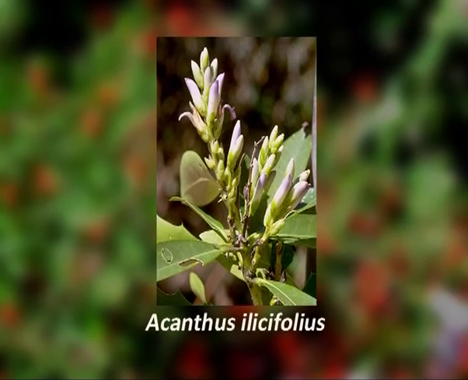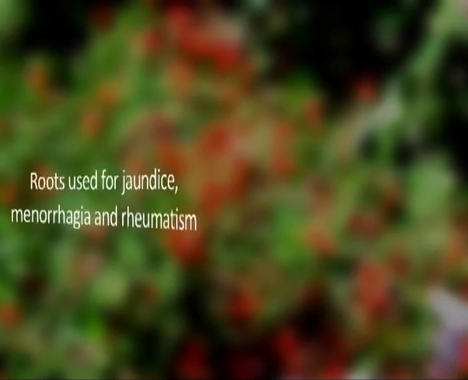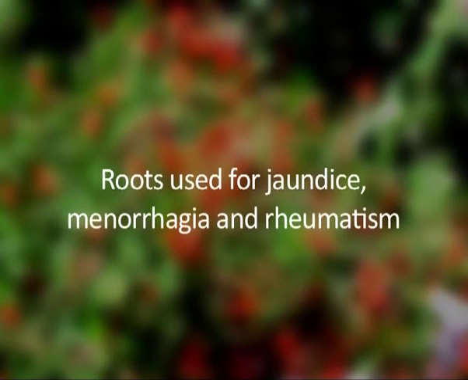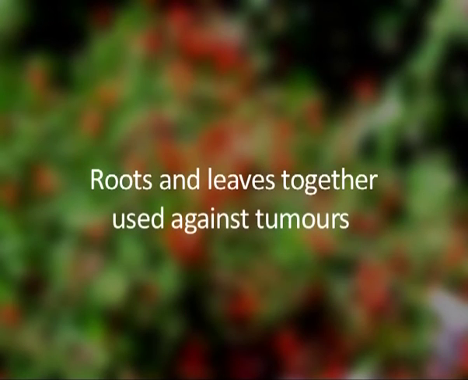Andrographis paniculata yields the native drug Alui, used in liver troubles. Acanthus ilicifolius is used as a medicine in asthma and rheumatism. All parts of the plant Ecbolium viride are used for gout and dysuria. Decoction of leaves is given for strictures. Roots are used for jaundice, menorrhagia and rheumatism. Roots and leaves together are used against tumors.